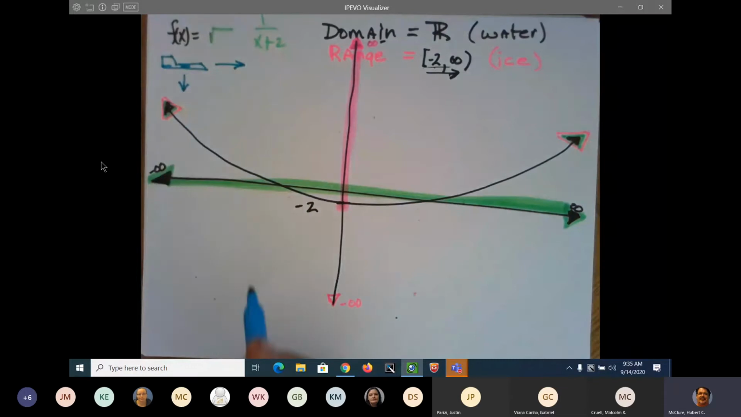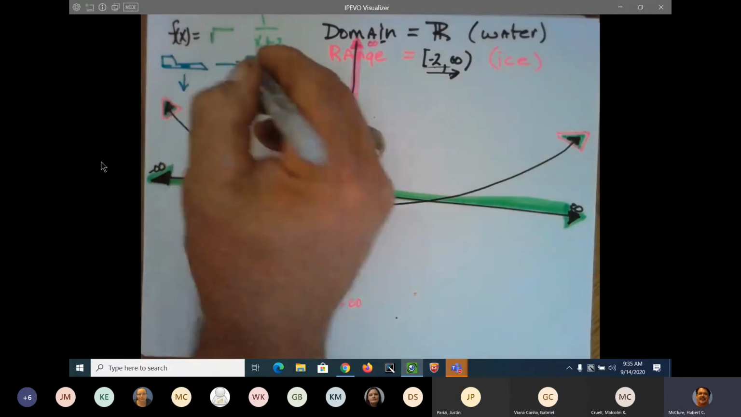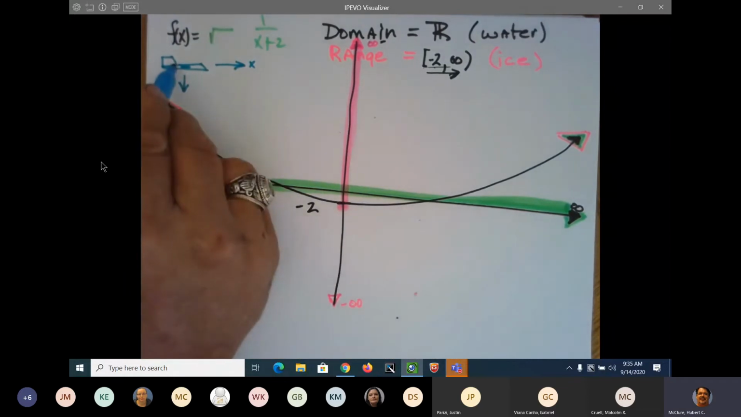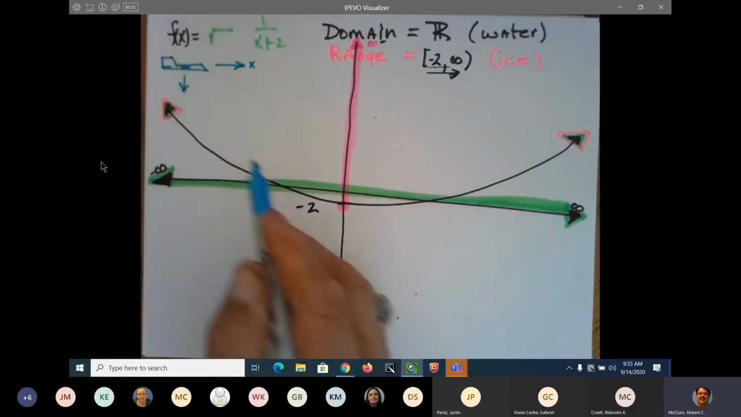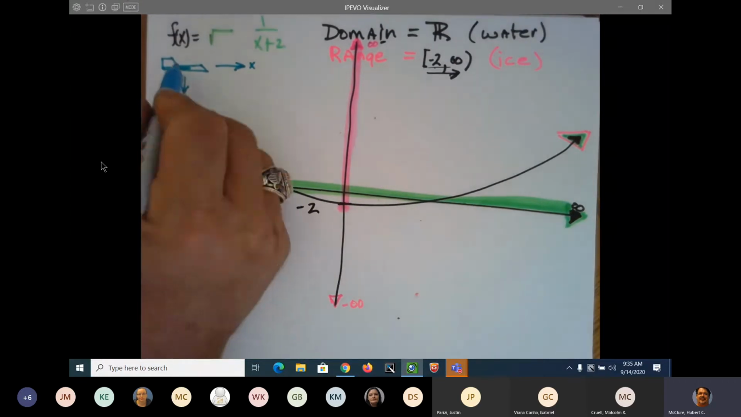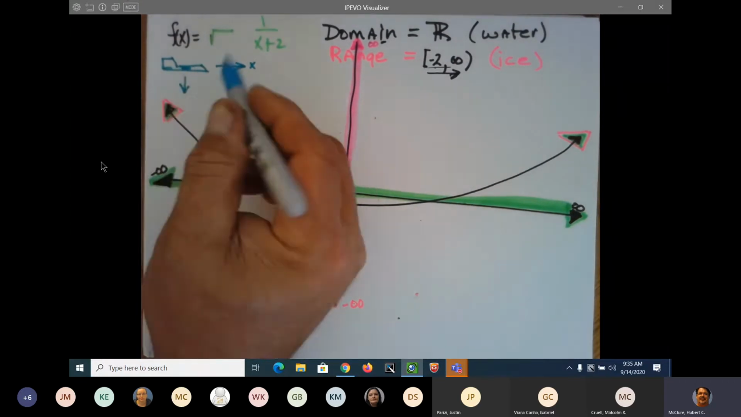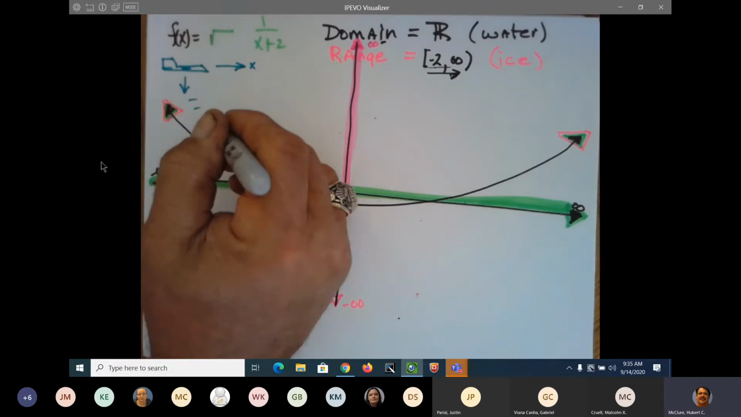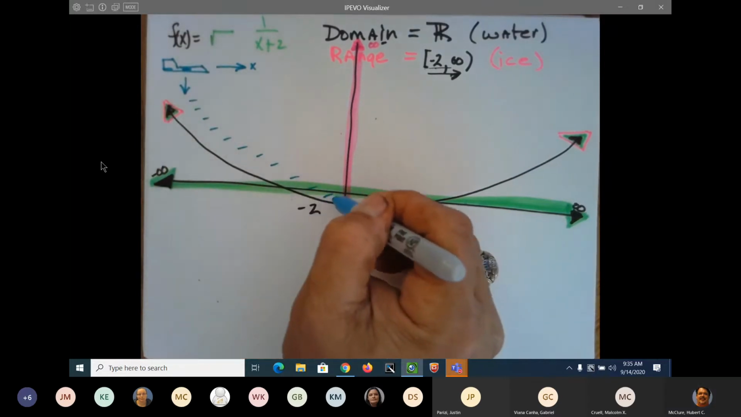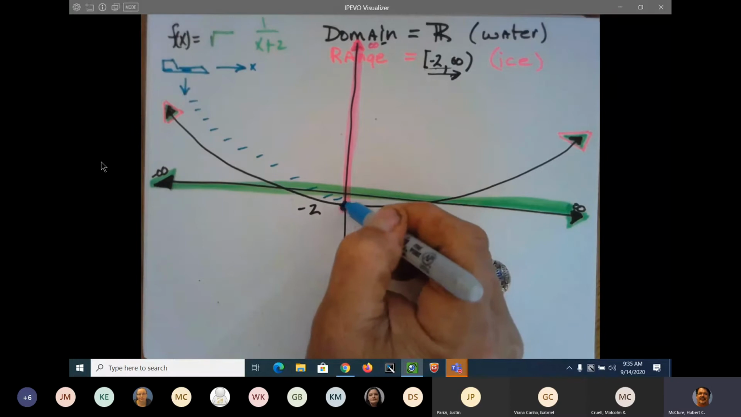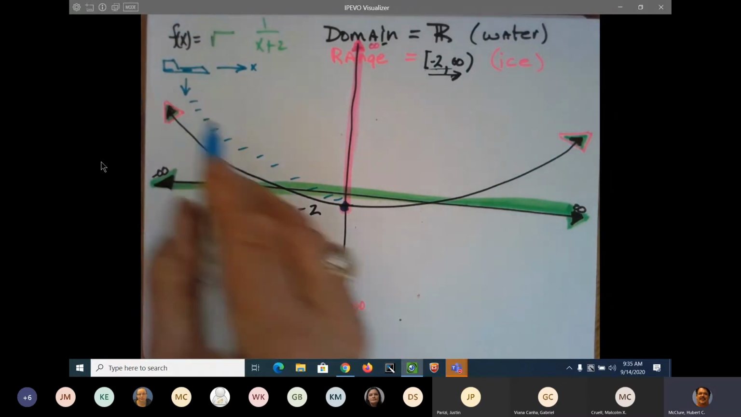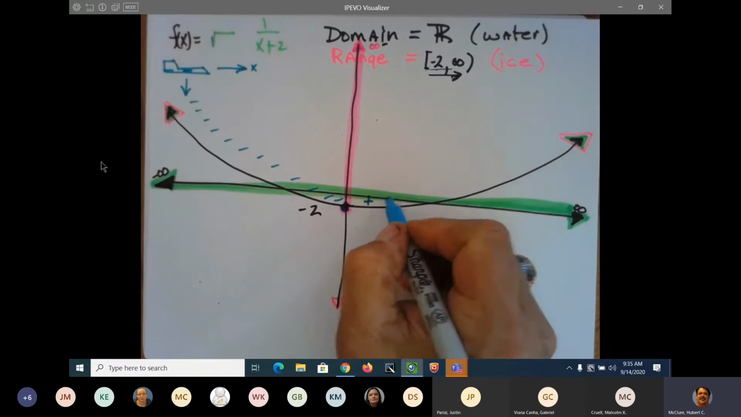Now the horizontal, that's x, these values right here. And then the airplane is going down on this side. So if you're reading that plane, what's that plane doing vertically on this side? It's going down to this point right here. And then what's happening to that plane from here to here? It's going up.